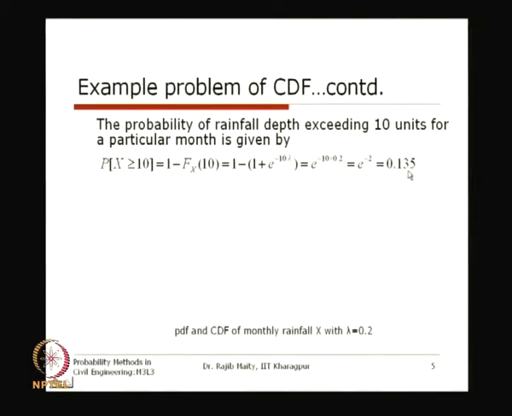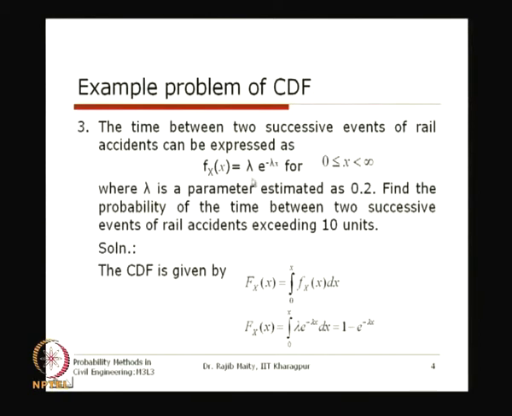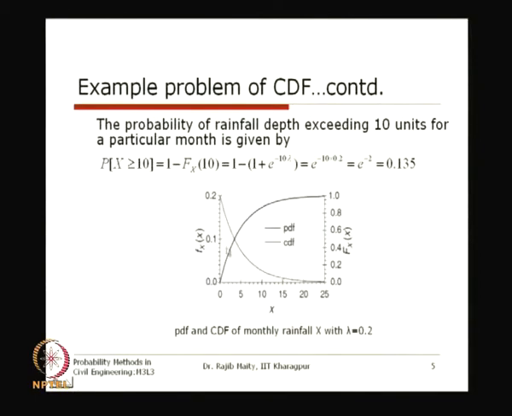Now, if we want to see how it is distributed, here the probability density function is shown, and this is the cumulative distribution function. If we want to see how it varies over x, then this is the graph. So, you see here, at x equals 0, the value of the probability density function is 0.2 obviously, which is the value of lambda, and gradually as it goes to infinity, it comes down and becomes asymptotic to the value 0.